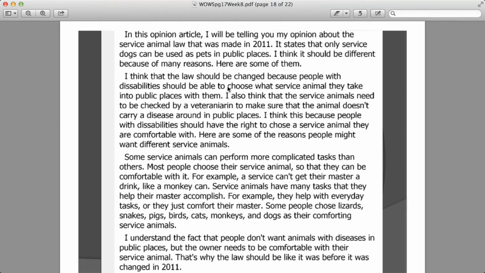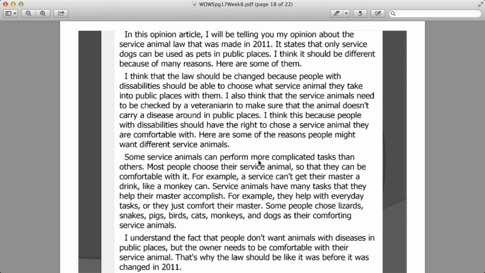Okay, so I think that the law should be changed because people with disabilities should be able to choose what service animals they take into public places with them. I also think that the service animals need to be checked by a veterinarian to make sure that the animal doesn't carry disease around in public places. I think this because people with disabilities should have the right to choose a service animal they are comfortable with. Here are some of the reasons people might want different service animals. And then he goes into this paragraph.